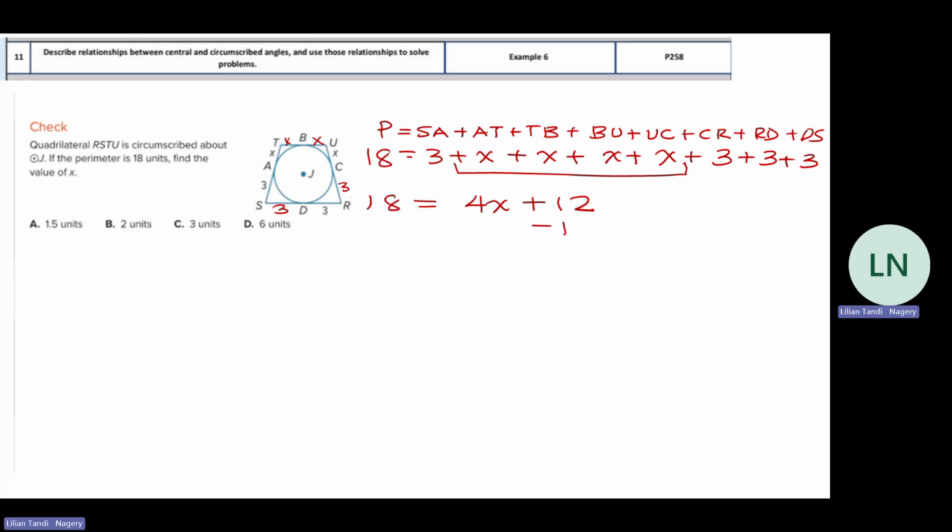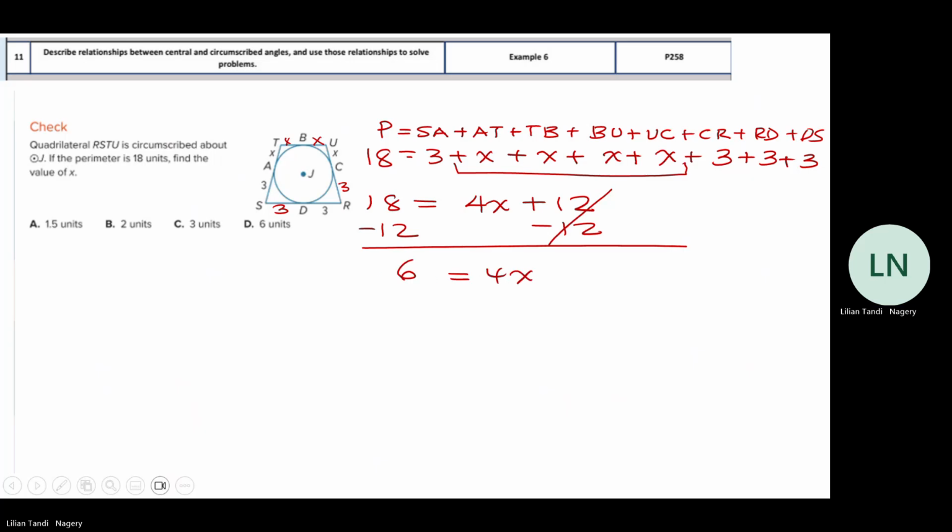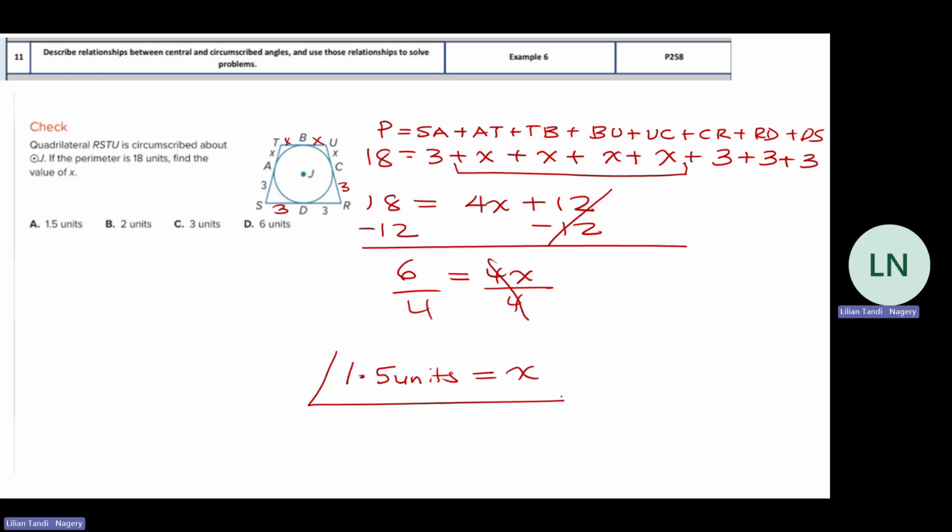Okay, I will minus 12 on both sides. This will go away. I will get 6 equals 4x. I will divide by 4 on both sides. 6 divided by 4 should be 1.5. Okay, so x is 1.5 units. And box my answer. It says find the value of x. So this is my choice.